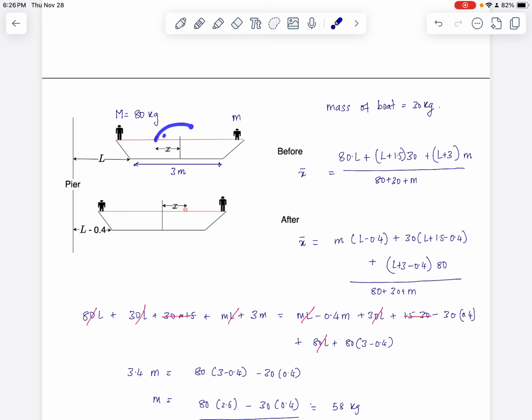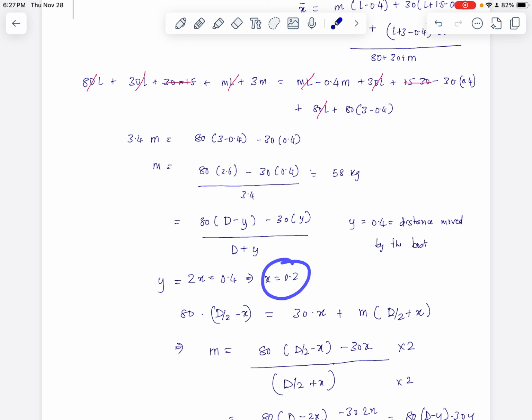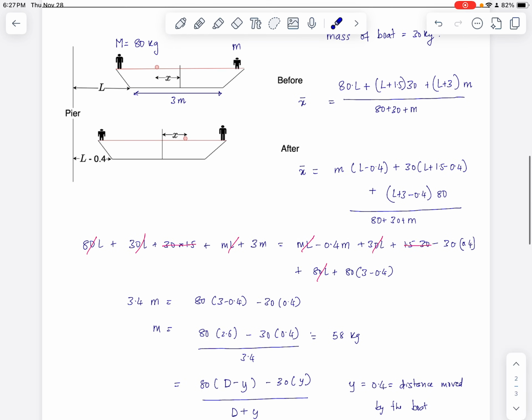Okay, therefore this 2x will equal 0.4. Okay, so x is 0.2 here. So what we do here is that to find the center of mass, we need to account for the contributions of each of these, of the man, the boat, and the girl. So what we can do here is find the moment of the man about the center of mass, the moment of the boat about the center of mass, and the moment of the girl about the center of mass.